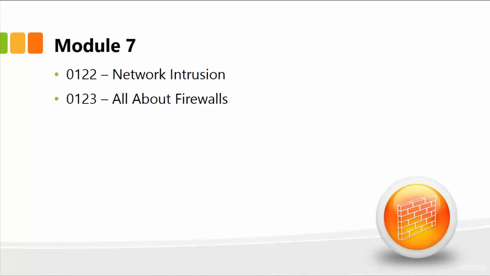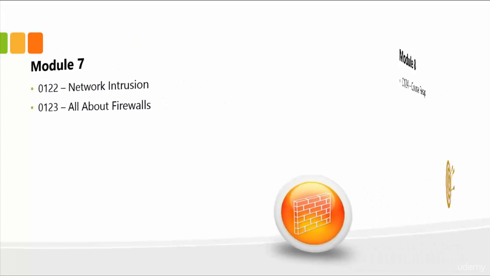And Module 7 is network intrusion. So what happens when someone attacks your network, for example, the very basics. How does that work? How do you stop it? How do you identify it? And then all about firewalls, how to put up your security within your network.